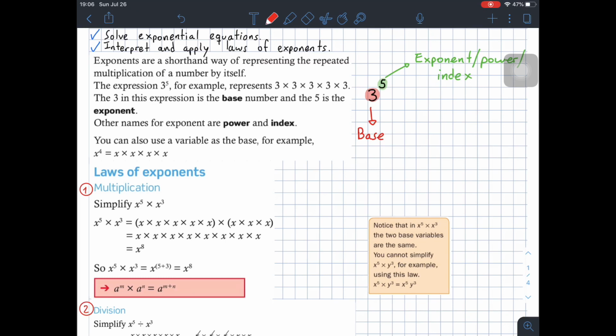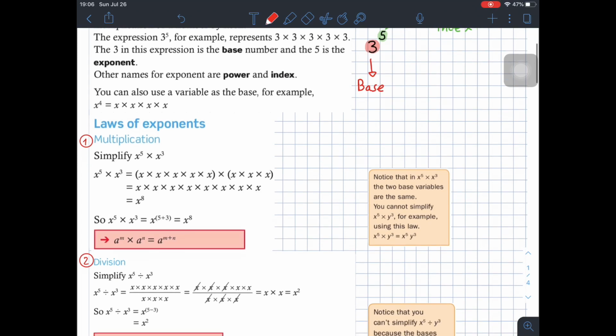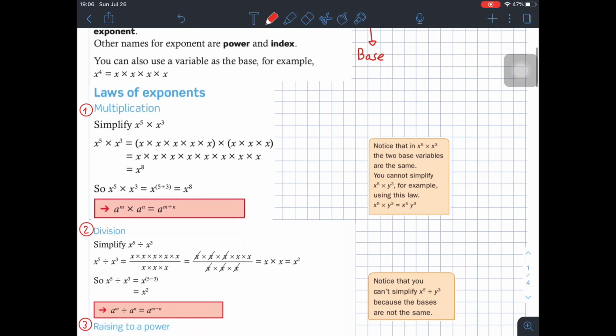Okay, now we're going to see 7 laws of exponents, which are very important for you to know. I've seen lots and lots of IB exercises where these laws are to be applied. And these laws are not in the formula booklet, so these are laws that you should know, okay?